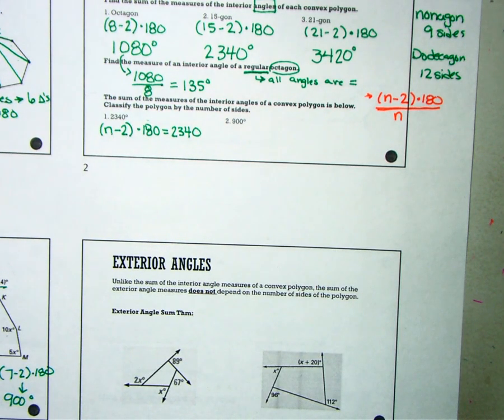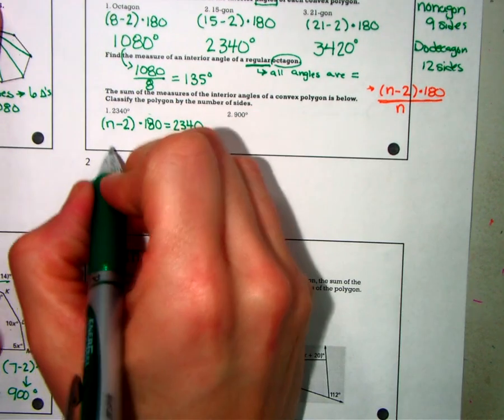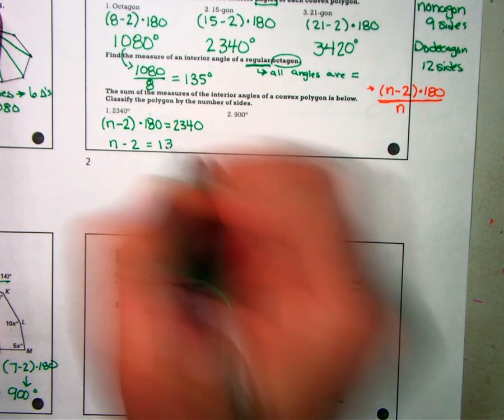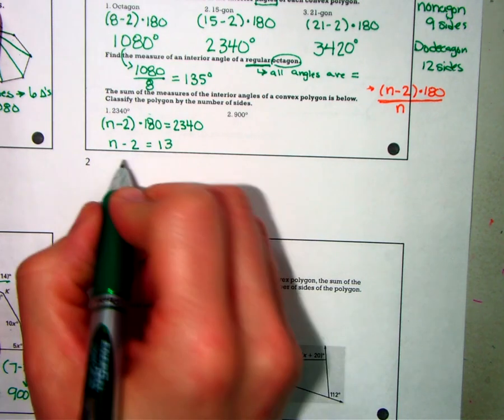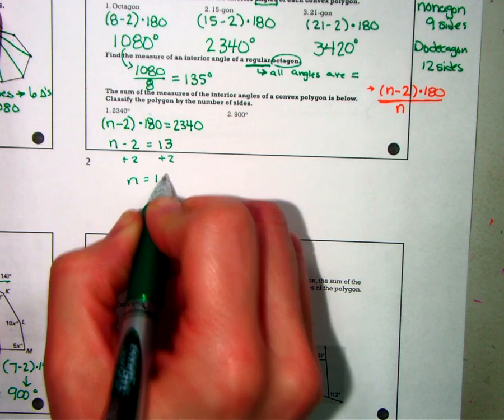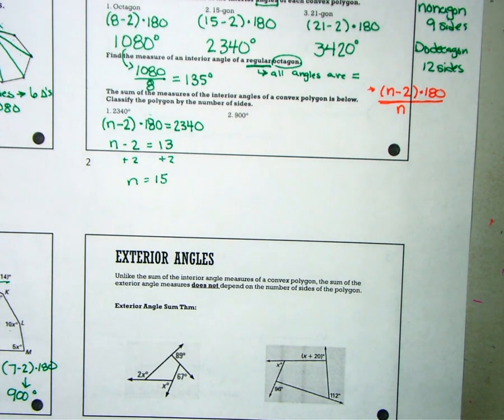Okay, that's like Algebra 1. They tell you distribute first, distribute, distribute. It's actually not true. You can just divide, and it makes it a lot smaller numbers and a lot simpler. So if you take 2340 and divide it by 180, you get 13. And then if we add 2, you get 15.